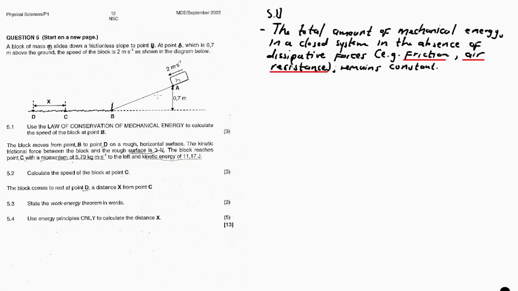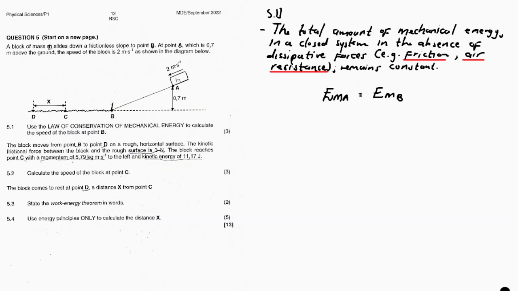Now, between A and B, we can apply the law of conservation of mechanical energy. Why? Because there's no friction between A and B. Therefore, the mechanical energy at A is equal to the mechanical energy at B, or in other words, the mechanical energy at the initial position is equal to the mechanical energy at the final position. Take note, between B and D, energy is not conserved because of the friction.